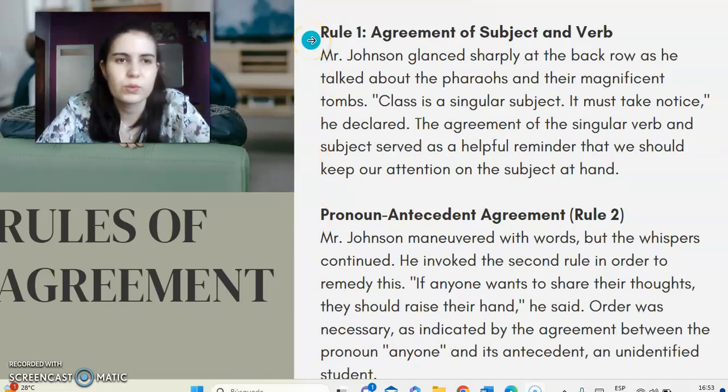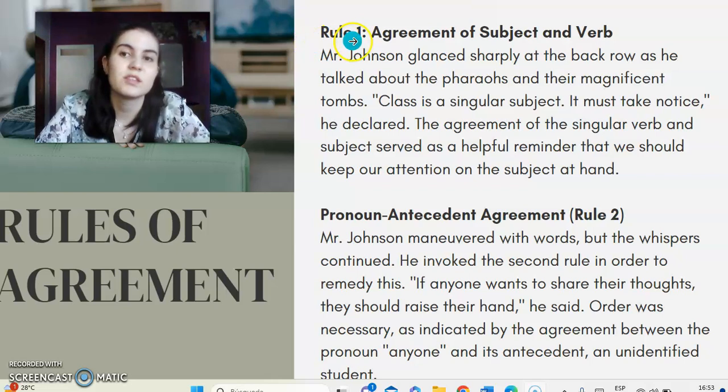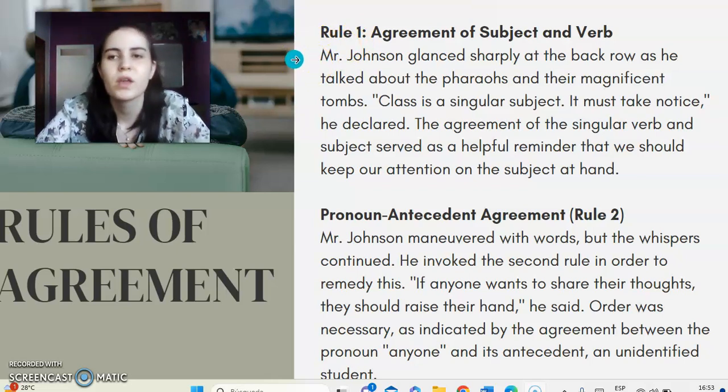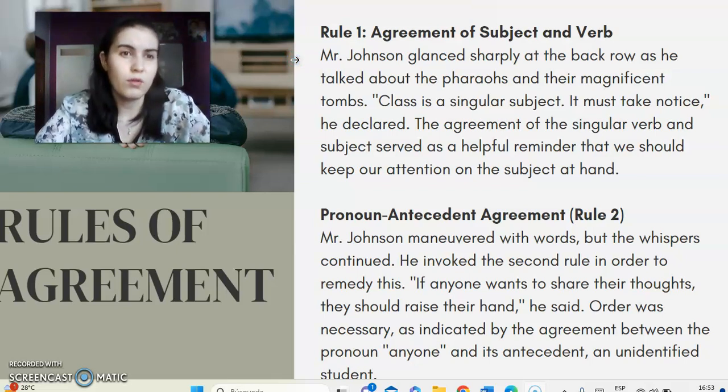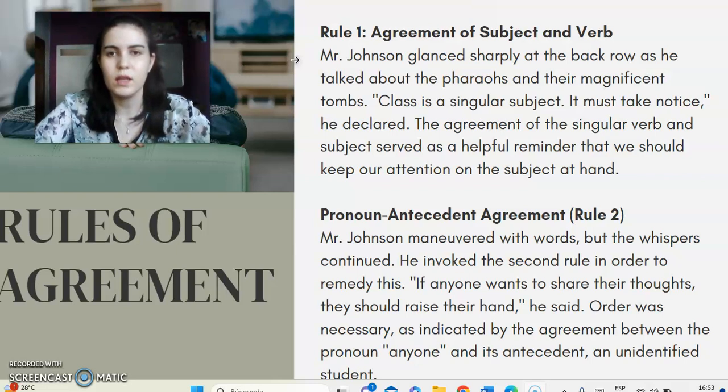So the first rule is the agreement of subject and verb. My classmates are laughing, they whisper to each other, making noise, and even if they are not so loud or noisy, these whisperings bother the rest of the class, and especially the teacher, who is trying to give his class.